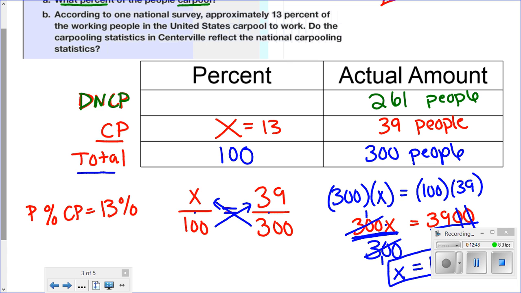We could also calculate the percent that do not carpool if we wanted to, and we would take 100 minus 13, which is going to be 87% that did not carpool.